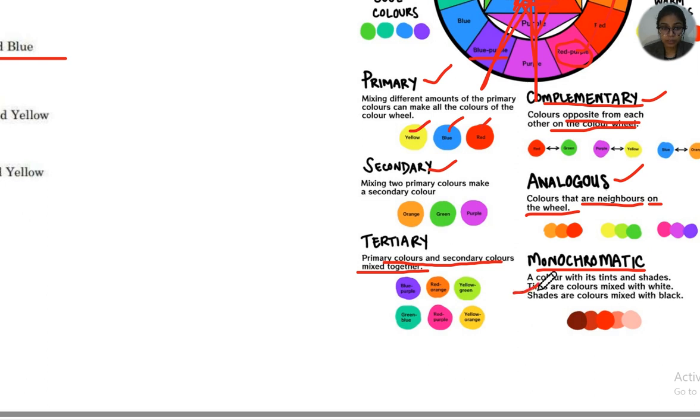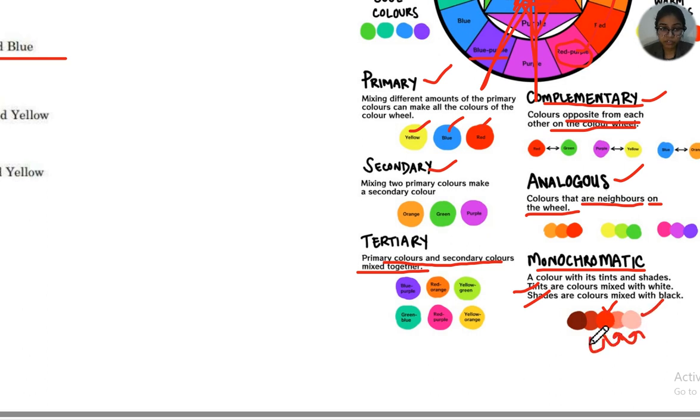This is important. When a color is mixed with white, it gives you tint, and when it is mixed with black, it gives you shade. Suppose this is your red color, and here we are mixing white to it. You will get this shade. You will again mix white color too. You will get a lighter shade.